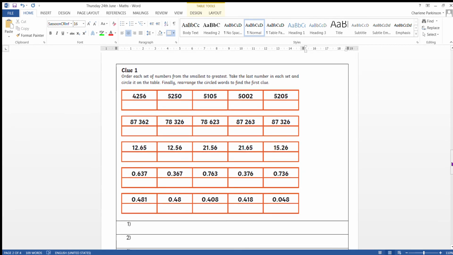Okay, so, clue one. Order each set of numbers from the smallest to the greatest. Take the last number in each set and circle it on the table. And then rearrange the words to find your first clue. So, you're ordering them from the smallest to the greatest. So, again, it's your largest number at the end.